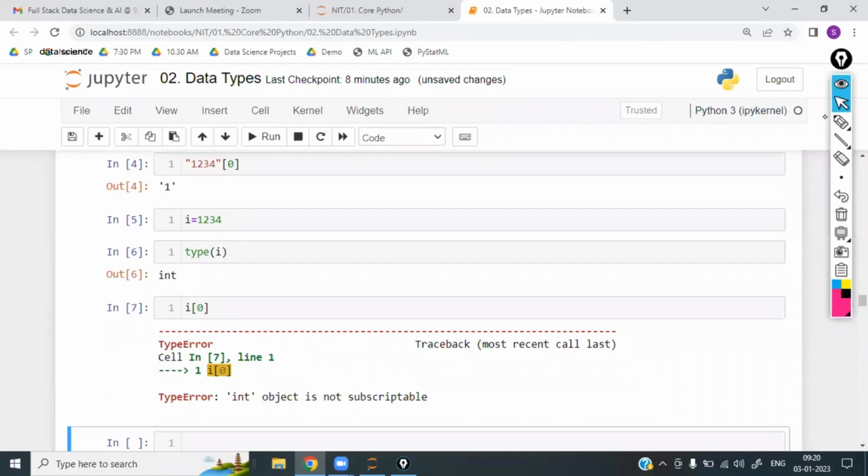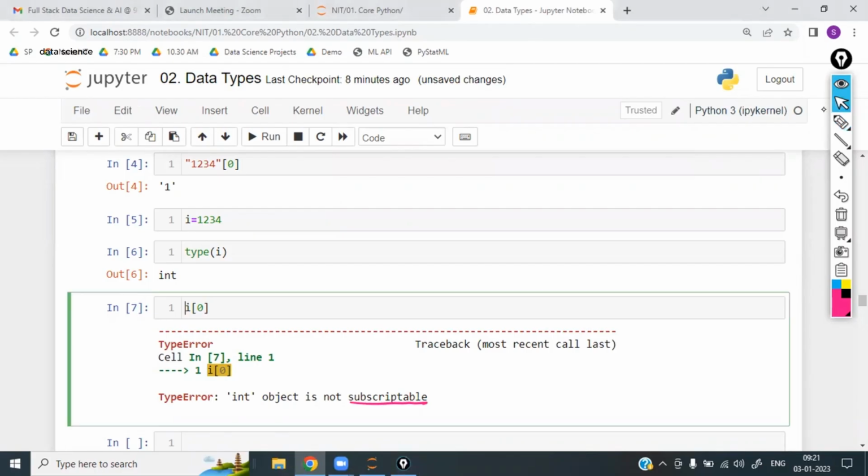Subscriptable means indexing. Int object is not having that option. Sir, if the int object is not having that option, then how can I work? But I want to extract exactly one only, and that too from the int only. Then what I have to do is first you have to convert this one to string. str of i. Now str of i, what is the meaning of this? What is i? i is equal to 1, 2, 3, 4.